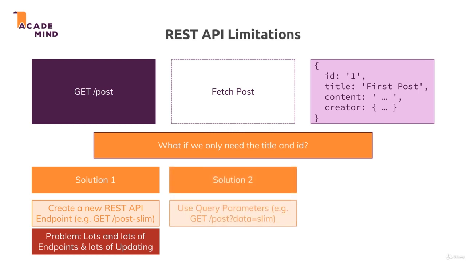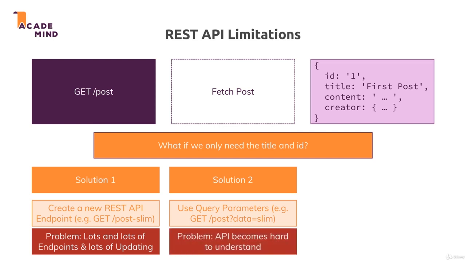Solution 2 could be to use query parameters. On your existing endpoints, you could accept query parameters like data equals slim. Now, obviously, that is an option, but just as with the first solution, you always have to add it so that your front-end engineers can continue, and you have this dependency between front-end and back-end. Additionally, your API might become pretty hard to understand because it might not be clear which query parameters can I set, which values can I set on these query parameters. So this is also not ideal.